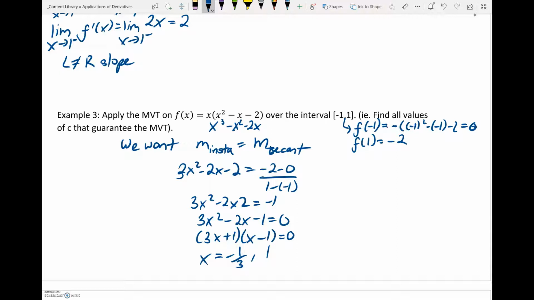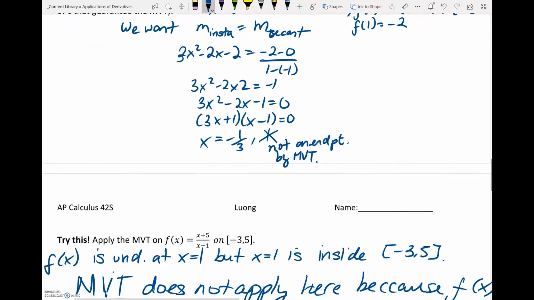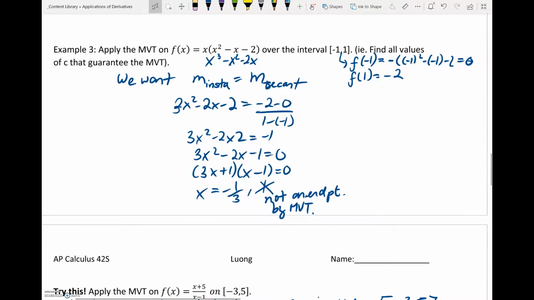Now be careful before you state that these two are your final answer, because 1 is actually the end of the interval. So it can't be an endpoint by the theorem. Remember that c is a value in between a and b, but it cannot be a or b. So it's not an endpoint by the theorem. So this value, negative 1 over 3, is our only value of c. So I want you to try the next question, and then press play for the solution.